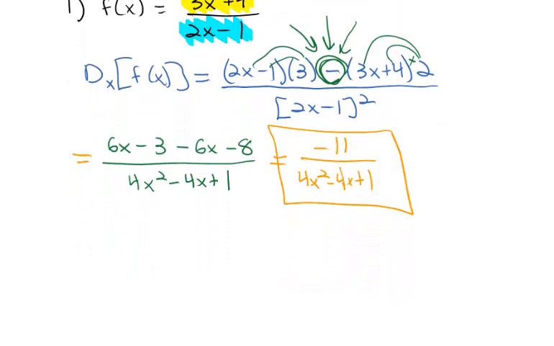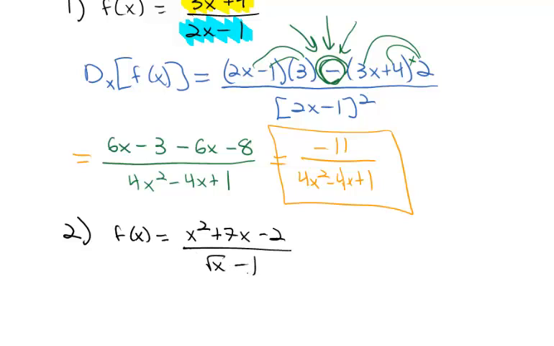Let's try another quotient rule. Number 2, we're going to do f of x is equal to the function x squared plus 7x minus 2 all over the square root of x minus 1. Again, we notice two functions. X squared plus 7x minus 2 is divided by the square root of x minus 1.